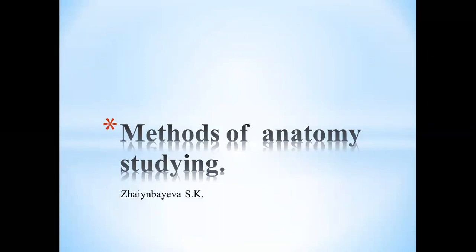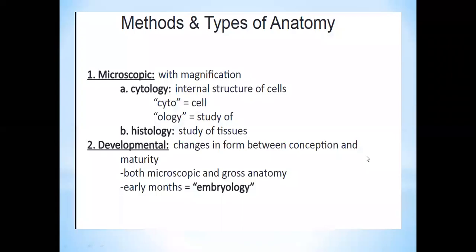The methods and types of anatomy. The methods are divided into four types. There are microscopic, second one developmental, third one comparative, fourth one gross methods.